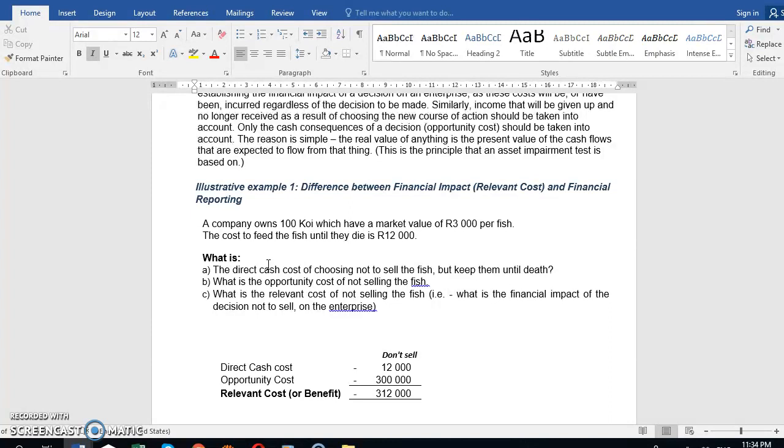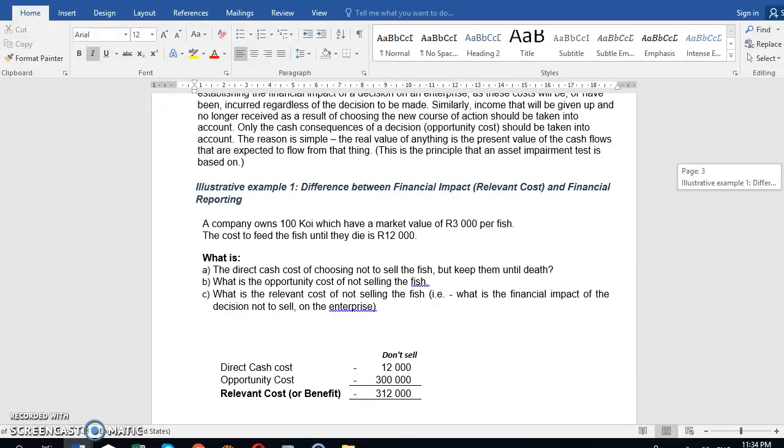Part B, what is the opportunity cost of not selling the fish? And part C, what is the relevant cost of not selling the fish? Okay, i.e., what is the financial impact of the decision not to sell on the enterprise? Alright, so 3 requireds, which is really covering 2 parts of our definition which we've learned earlier.